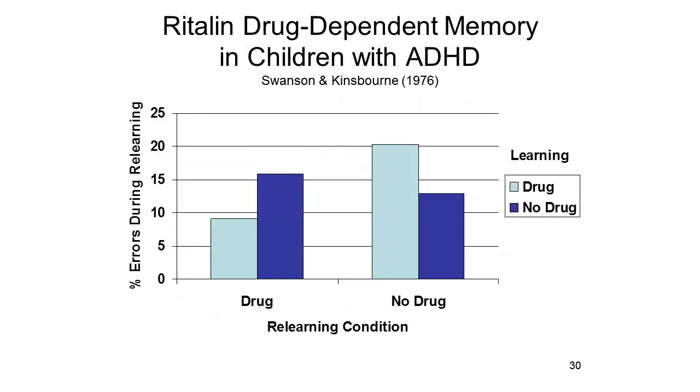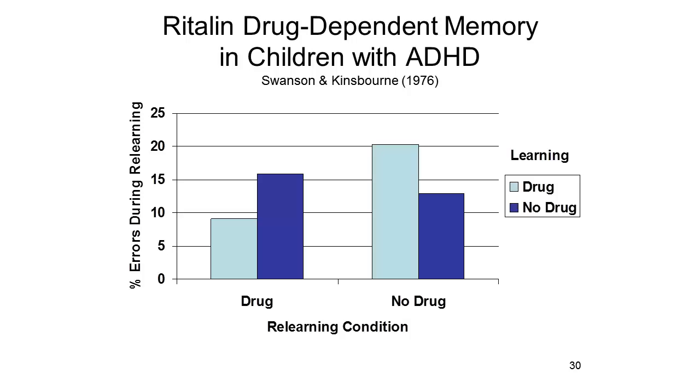You can get the same kinds of effects with humans as you can with animals, at least the same qualitative effects. The magnitude of the effects is not the same, if for no other reason than you just can't give the kinds of doses of psychoactive drugs to humans as you can to animals. In any event, here's a nice demonstration of drug-dependent memory in children with attention deficit hyperactivity disorder, ADHD, who were treated with the drug Ritalin.